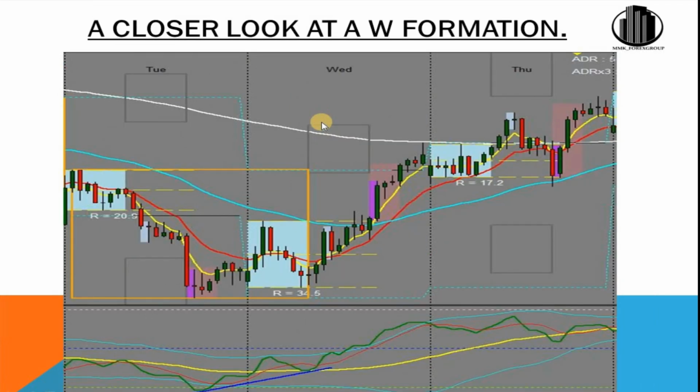Now, let's take a closer look at a W formation. As you can see, we've got the first leg. Now, what will happen is you would want to see the first leg pushing above the 13 EMA, coming back below, giving us the second leg, and then we'll have another close above the 13 EMA, and this is when we'll look to enter. But what's interesting here on this W formation is we have divergence on our TDI. As you can see, our second leg was actually a market baseline bounce.